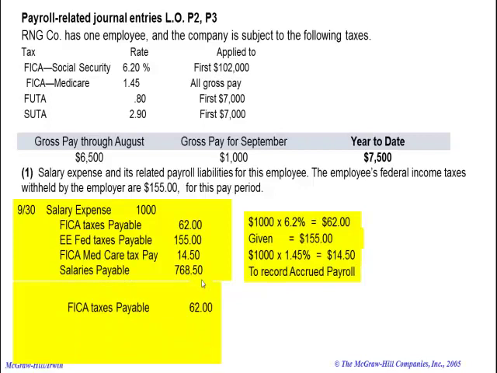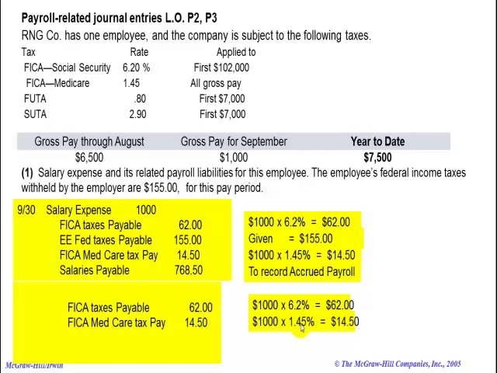The employer portion of this, which is part 2, is we're going to have the same FICA taxes payable, $62. This is for the employer's entry. That's the employee's entry. This is the employer's share of these payroll taxes. So a credit to FICA taxes payable for $62 for the employer, based on what we just said a minute ago. There's the Medicare taxes payable, which is $14.50, again based on $1,000 times 1.45%.